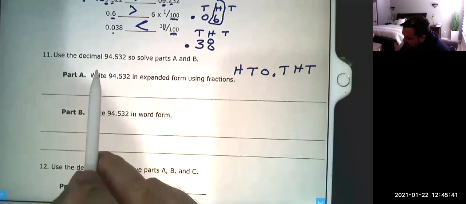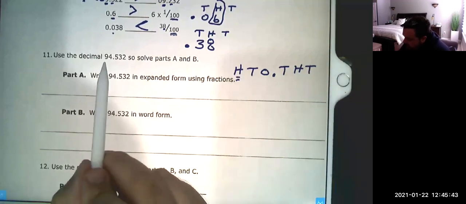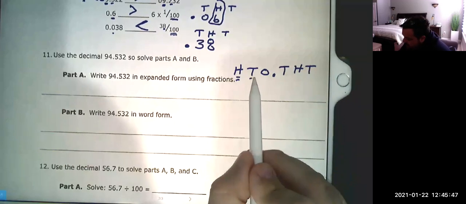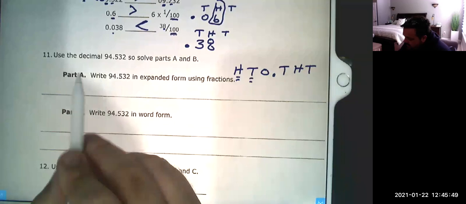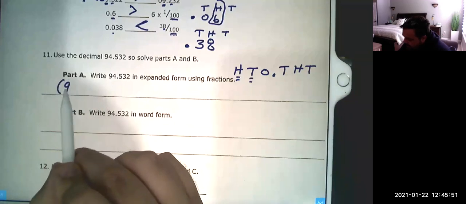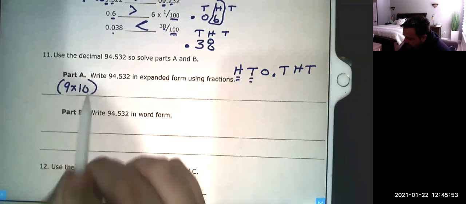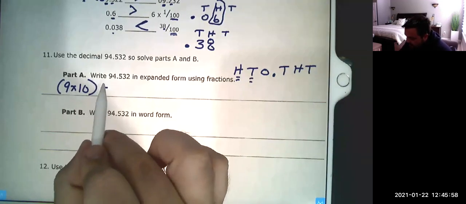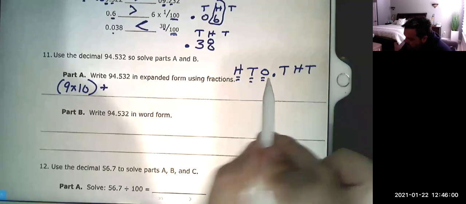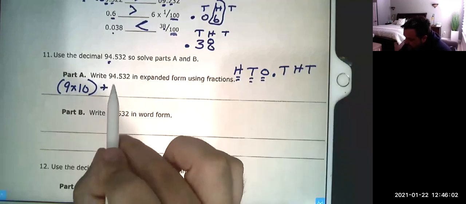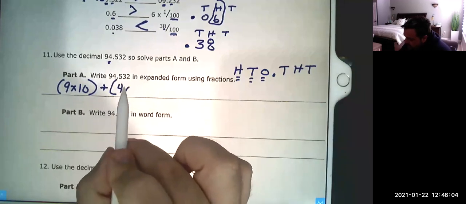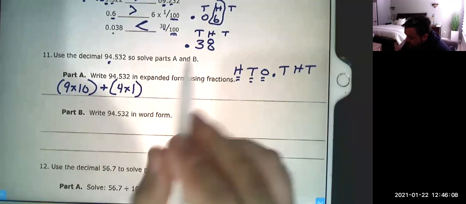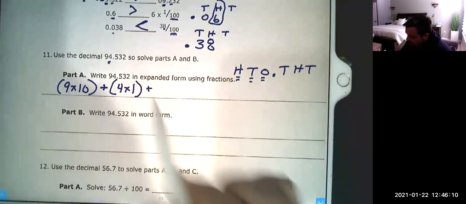So I'm going to start at the beginning. Hundreds. In 94, there are no hundreds, right? So now I'm going to go to tens. This is a 90. So I would do something like 9 times 10. That equals the 90 there, right? Then you would add. Now I need to go to the ones place. That's this 4. I would do something like 4 times 1 for the ones place. And then I would add it together.